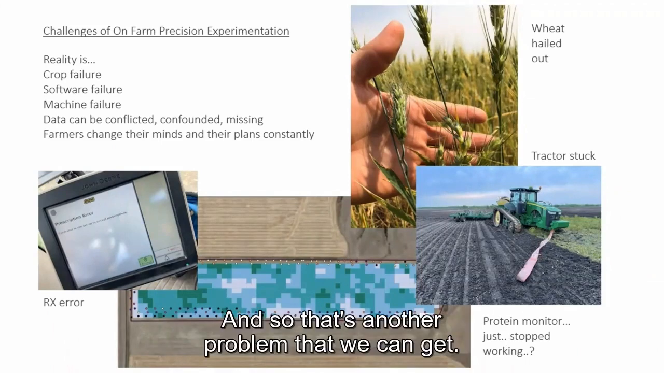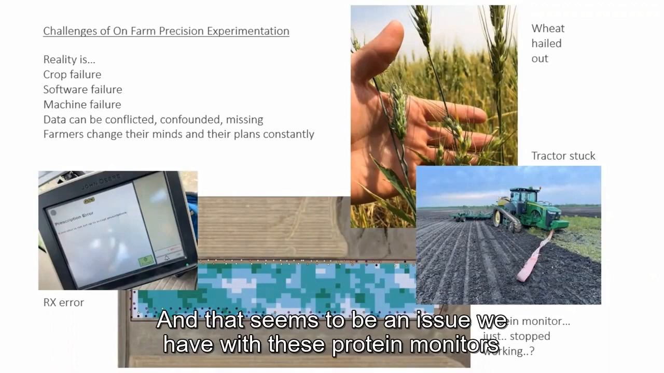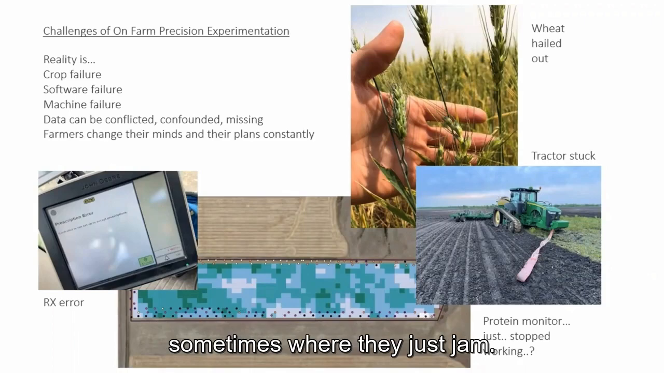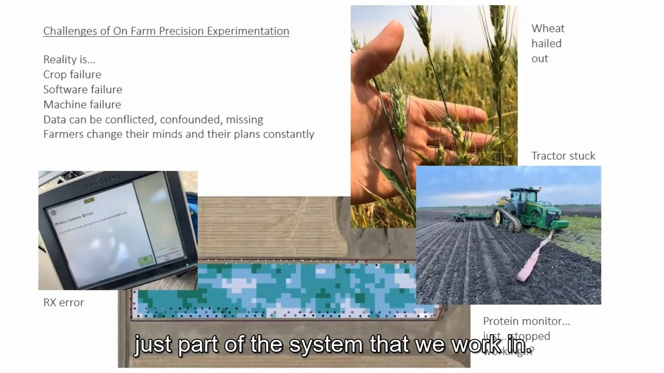And so that's another problem that we can get. And that seems to be an issue we have with these protein monitors sometimes, where they just jam. And then, of course, crop failures. That's something, if anyone's ever worked with a farmer, obviously that's just part of the system that we work in.